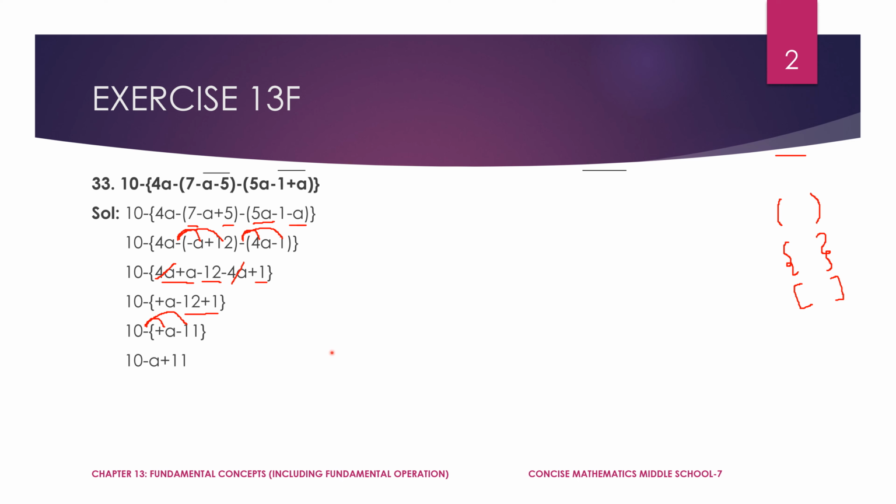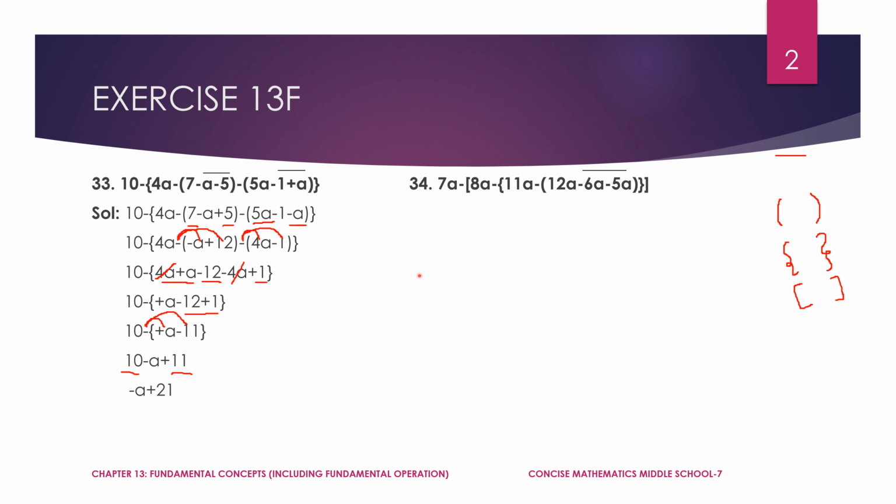So it becomes 10 plus into minus minus a, minus into minus plus 11, right? And here next step is both are constants, 10 and 11 are constants, so both are having plus sign, so simply put a plus sign and add it, it becomes plus 21. So minus a plus 21 is the answer.